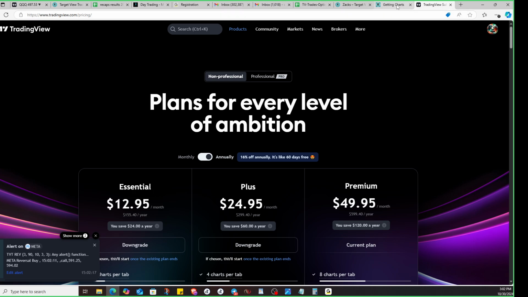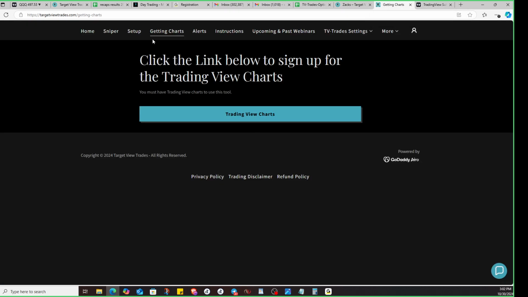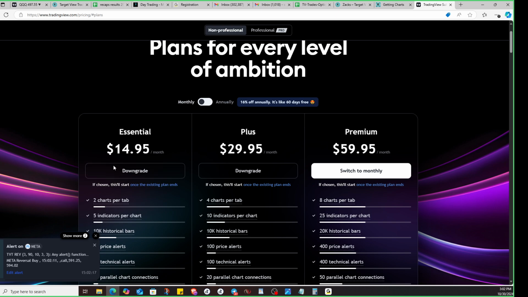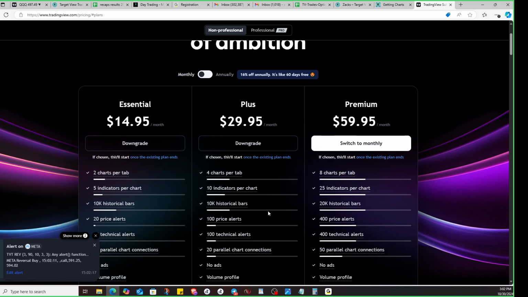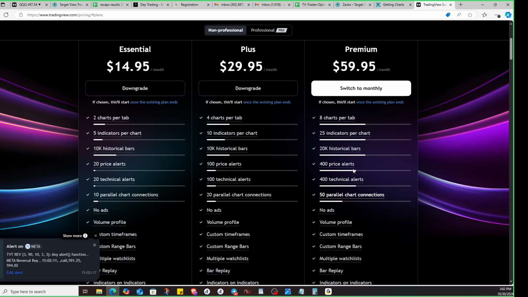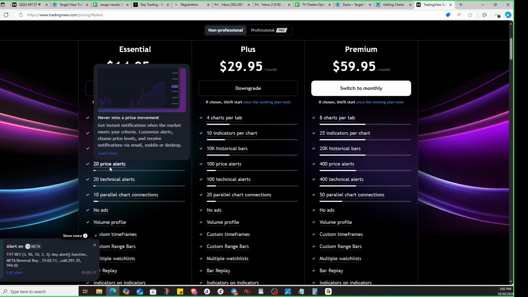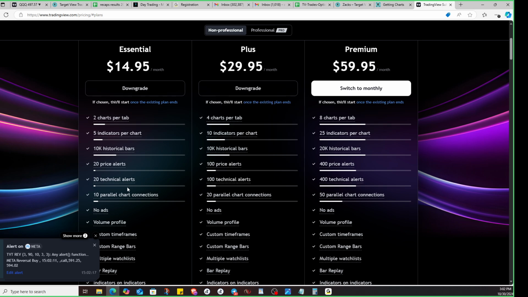That was from Target View Trades, Getting Charts. Click on that. It's going to bring you right here. Click Monthly. Essential gives you 2 charts. Plus will give you 4 charts at once. They all give you custom range bars, which is what I use all the time. But the Plus will give you 100 price alerts. The Essential only gives you 20 price alerts, and technical alerts 120.